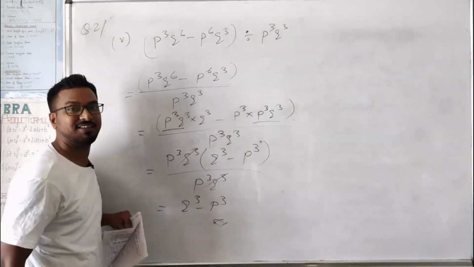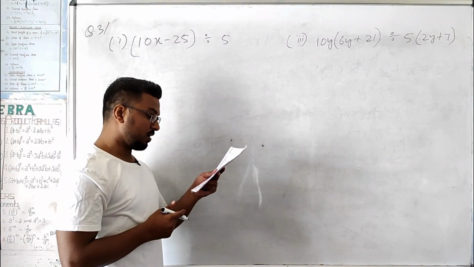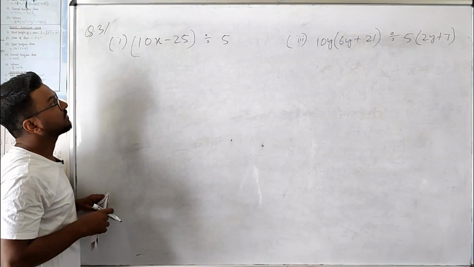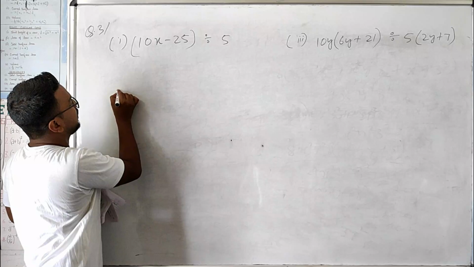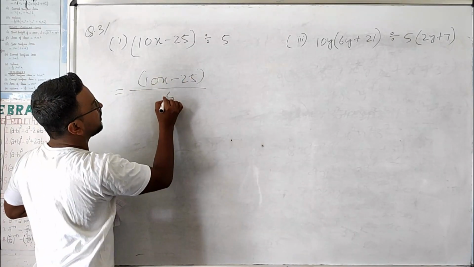This is our answer. So our next question, question number 3, it is given, work out the following division. So the first question is given, 10x minus 25 divided by 5. So we can write this one as 10x minus 25 divided by 5.